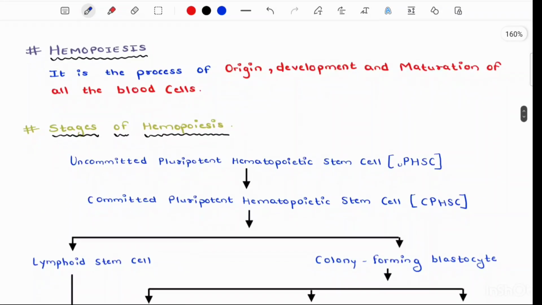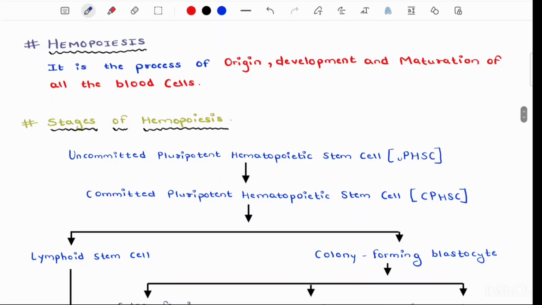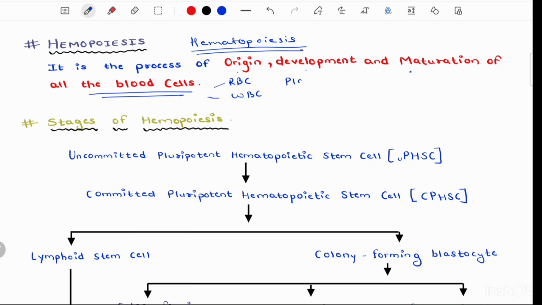Now let's discuss hemopoiesis. What is hemopoiesis? So hemopoiesis or hematopoiesis is not the formation of hemoglobin. Rather, it is the process of origin, development, and maturation of all blood cells, all type of blood cells, red blood cells, white blood cells, platelets. So, what are the stages of hemopoiesis?